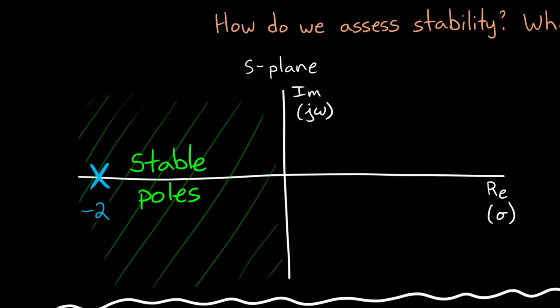And here's how we can think about this. Since the j omega line is sort of the gatekeeper between stable and unstable poles, we can just look at that line and see if a closed loop pole falls on it. If it does, then we know that the closed loop system is on the verge of becoming unstable.